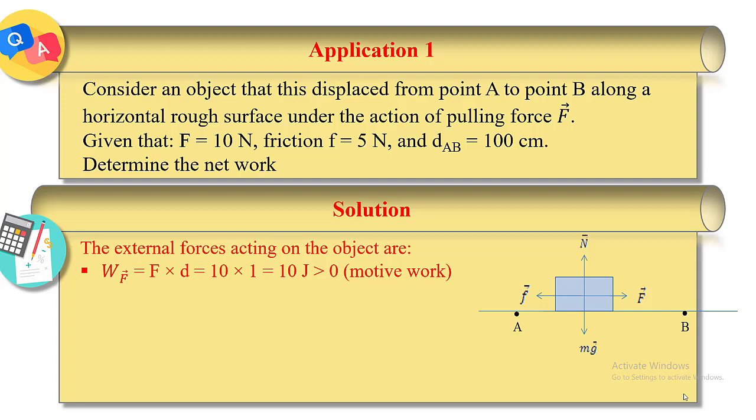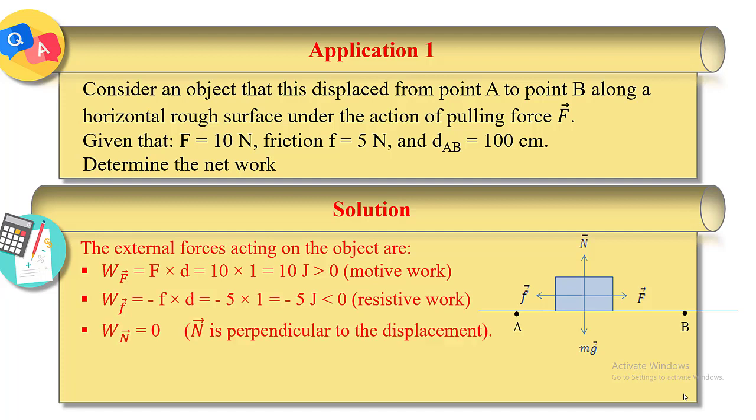greater than 0. So we can say that the work done by the pulling force is motive work. The work done by the friction force is equal to minus F times D. We have F is equal to 5 and the displacement is equal to 1 meter. So the work done by the friction force is equal to minus 5 joule. It is less than 0, so we can say that it is a resistive work.